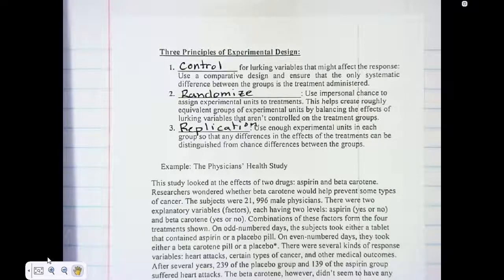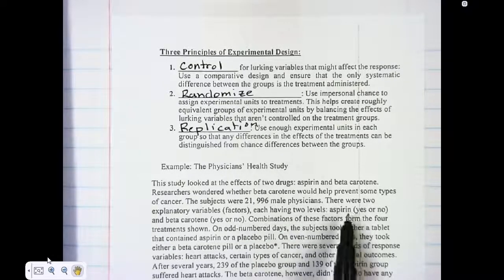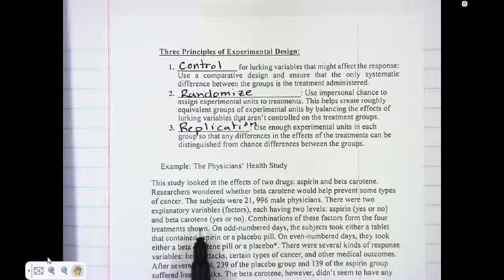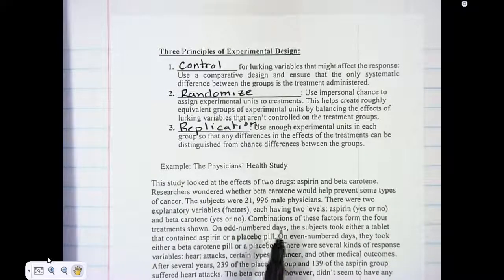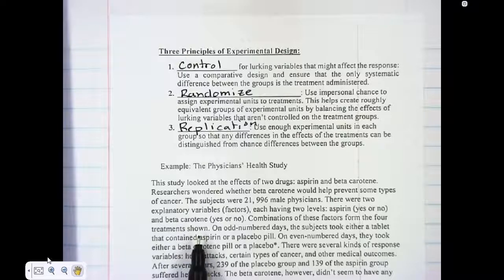So here's our first example here. It says the Physician's Health Study. This study looked at the effects of two drugs, aspirin and beta-carotene. Researchers wondered whether beta-carotene would help prevent some types of cancer. The subjects were 21,996 male physicians. There were two explanatory variables, which are factors, each having two levels, aspirin yes or no, and beta-carotene yes or no. Combination of these factors form four treatments shown.